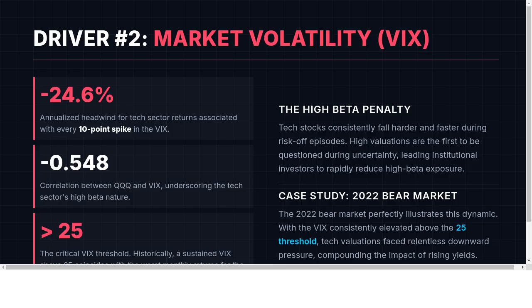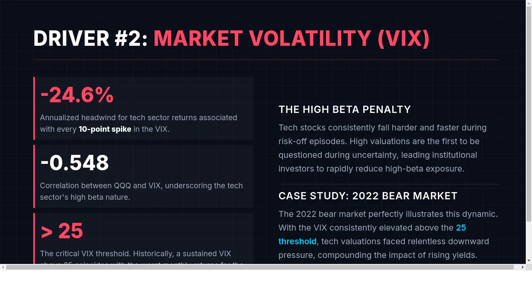Tech stocks consistently fall harder and faster during risk-off episodes. Historically, a VIX sustained above 25 has coincided with the worst monthly returns for the NASDAQ Q100. High valuations in tech are the first to be questioned during uncertainty, leading institutional investors to reduce high beta exposure. The 2022 bear market, with the VIX consistently above 25, perfectly illustrates this dynamic.